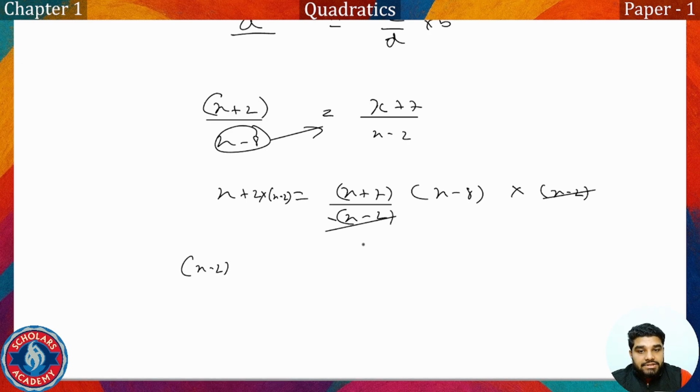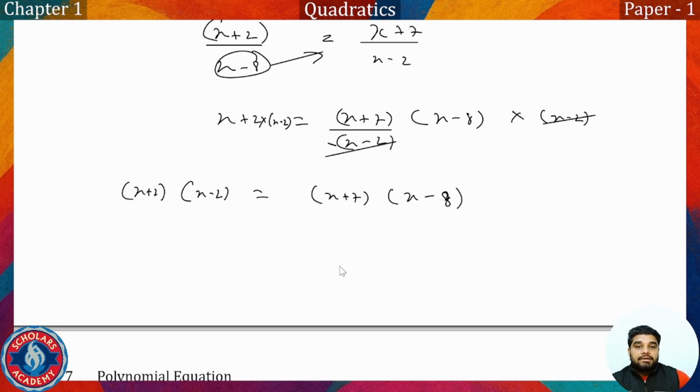So x minus 2 getting multiplied with x plus 2 is equal to x plus 7 multiplied with x minus 8. All right, so this is how the denominators are eliminated, or how the division is being treated over here.